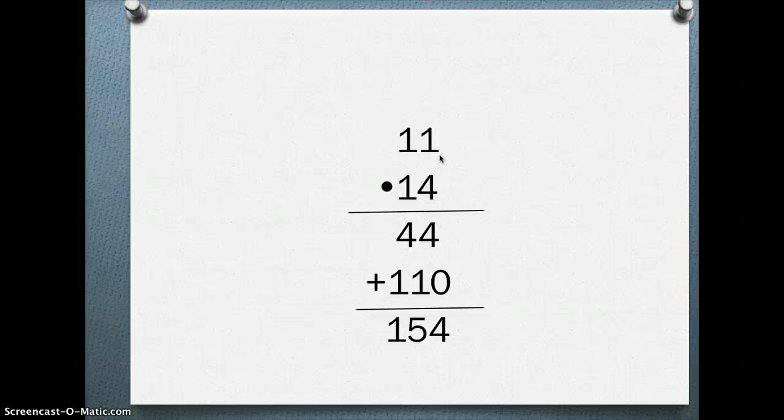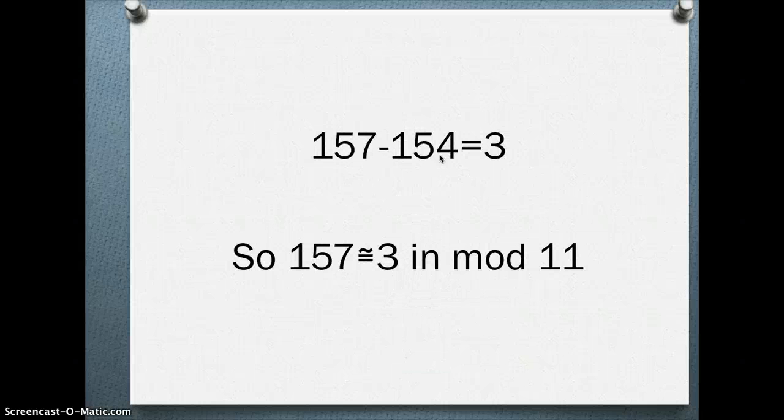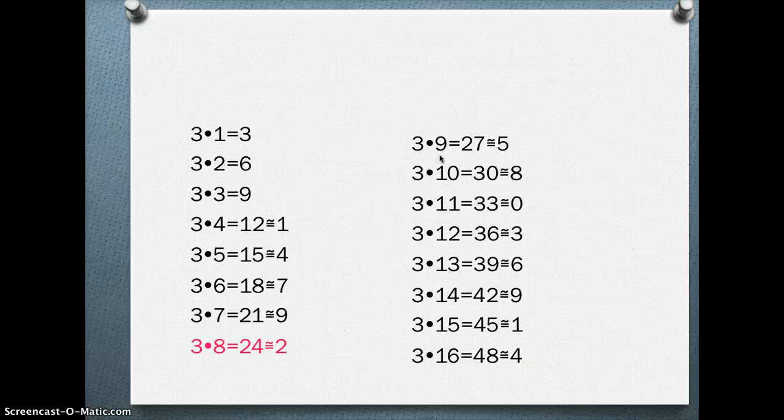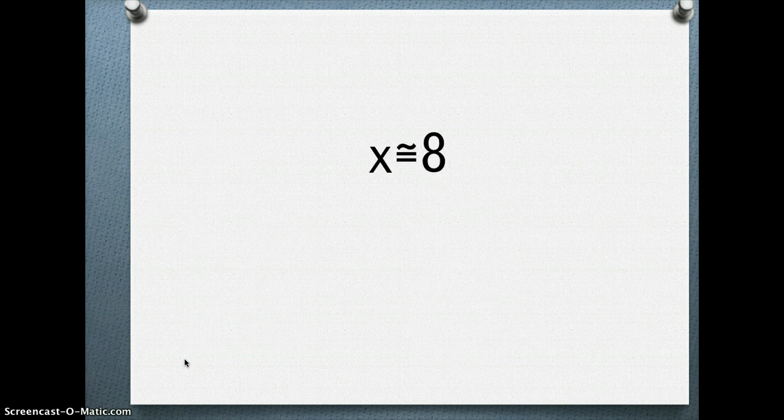So we see that 11 times 14 is 154, and 157 minus 154 shows us that 157 is congruent to 3 in mod 11. So we're left with 3x is congruent to 2. Again, we look at all the multiples of 3, and we see that 3 times 8 equals 24, which is congruent to 2. And therefore, we see that x is congruent to 8.